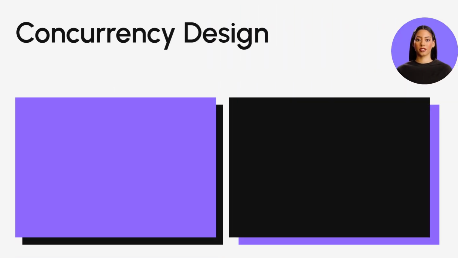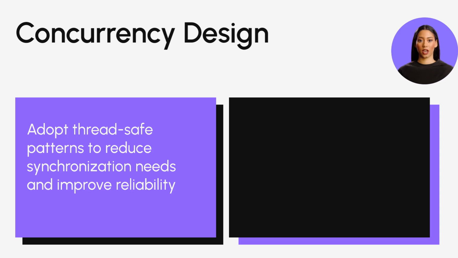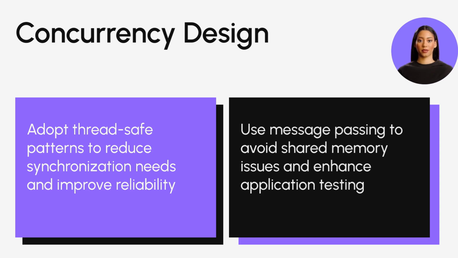Concurrency design involves adopting thread-safe patterns like producer-consumer. Limiting shared state reduces synchronization needs. Higher-level abstractions like message passing avoid shared memory pitfalls. Testing tools help detect concurrency issues early. Continuous testing and disciplined design enhance application reliability.